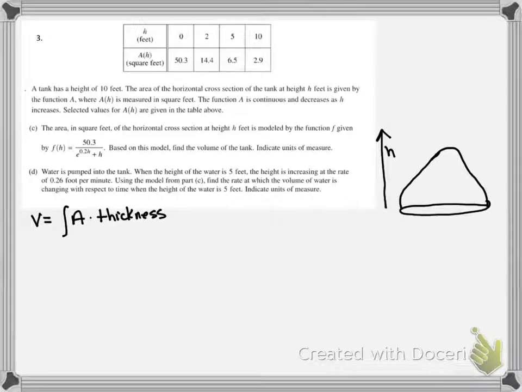Although part C is not a related rates problem, I think it's good to just review what's going on because it is kind of tricky. The area in square feet of the horizontal cross section at height h is modeled by this function f. So what they're really saying is, here's the area, and this area is determined by this function f.